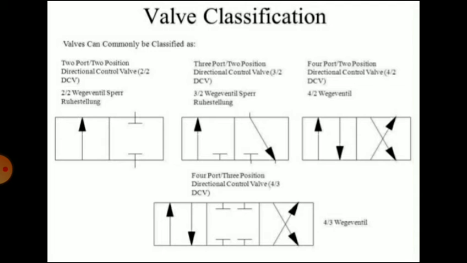So one arrow gives the 2 ports. So there are 2 arrows, means there are 4 ports and 2 positions. And in the last diagram, that is the bottom one, in each block there are 4 ports. So it is 4, and the number of positions is 3. So it is a 4 by 3 DCV.